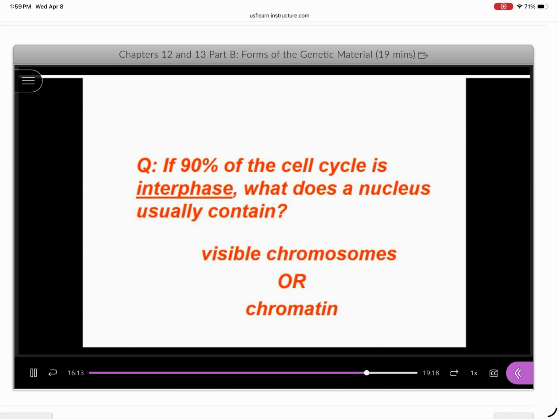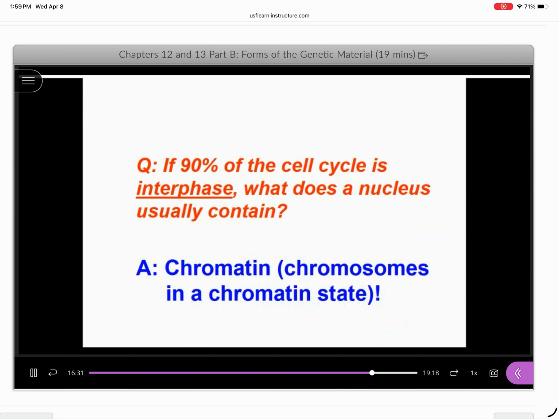Okay? I asked you for a question. I didn't hear anything, so I have a question. If 90% of the cell cycle is interphase, what does a nucleus usually contain? Visible chromosomes or chromatin? Chromatin, good. Usually it contains chromatin, 90% of the time, chromatin, which are the chromosomes in a diffuse state, a decondensed state. They're in a chromatin state, if you will.